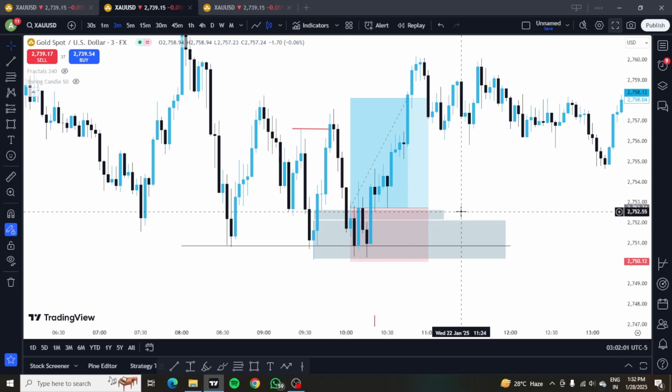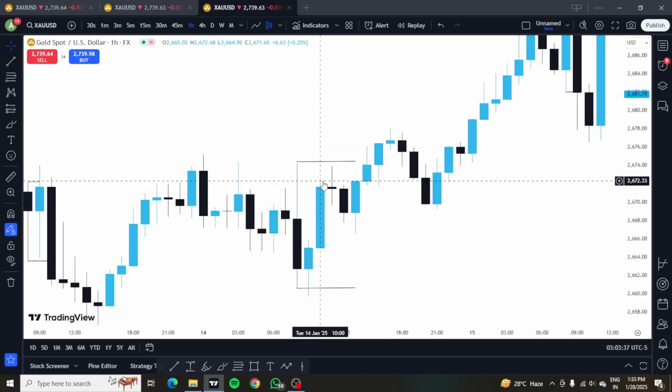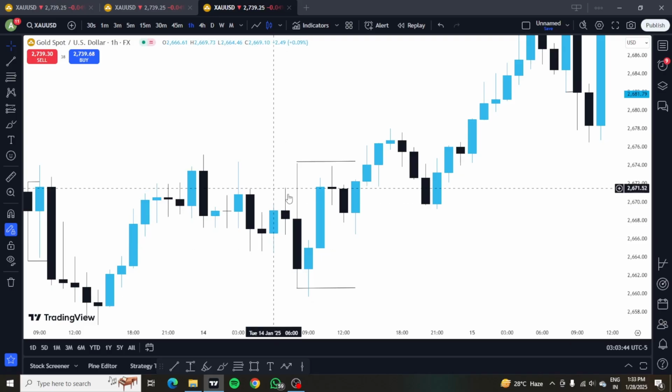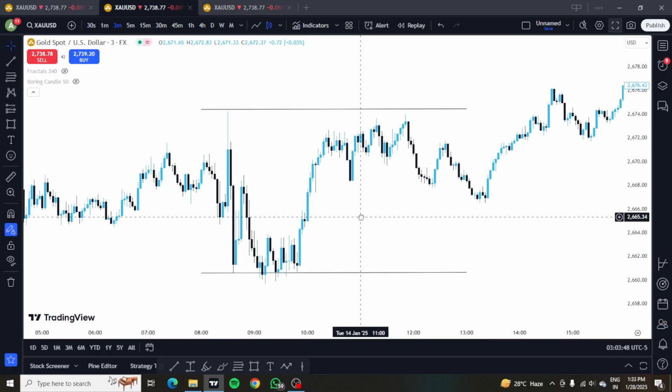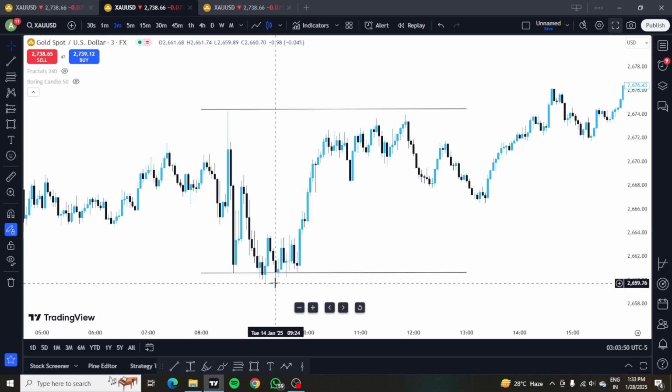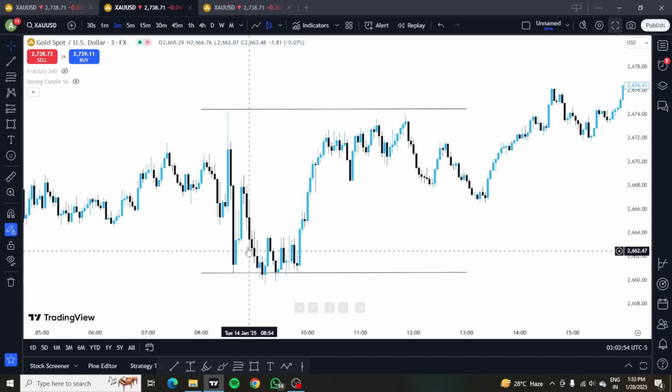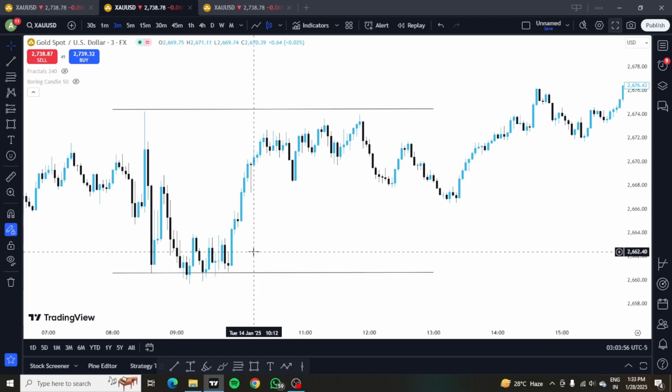Yeah, next one is Tuesday 14th January. So the 8 a.m. candle, I will mark the high and low. Now change it into the 3-minute time frame. It looks like this. So now we wait for the price to sweep any of the highs and lows. From here the market sweeps, and now we look back for the market structure shift.